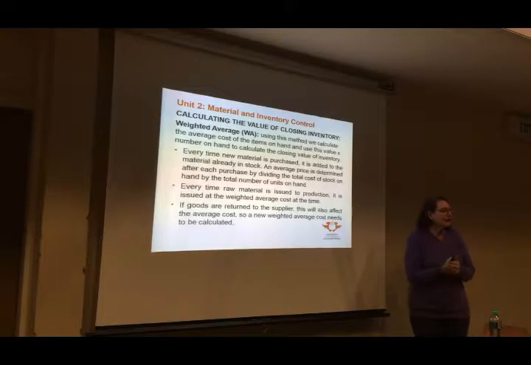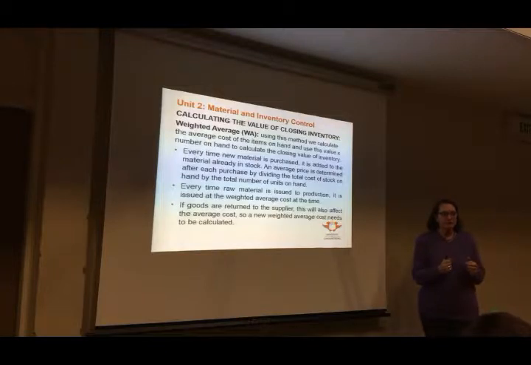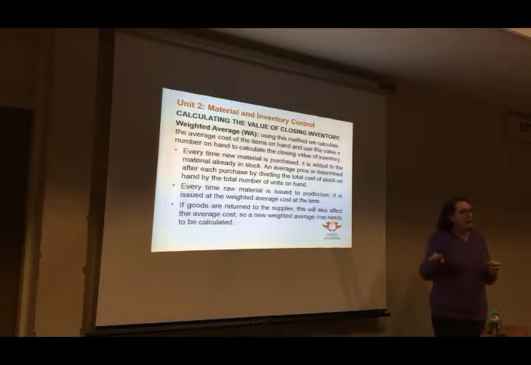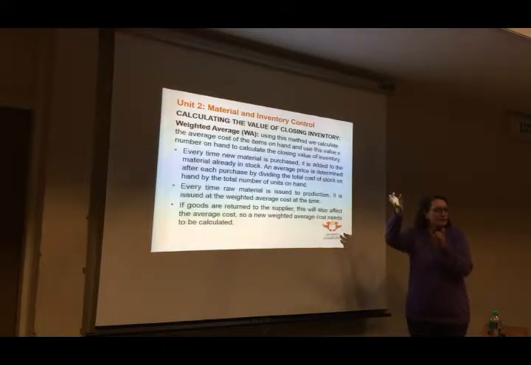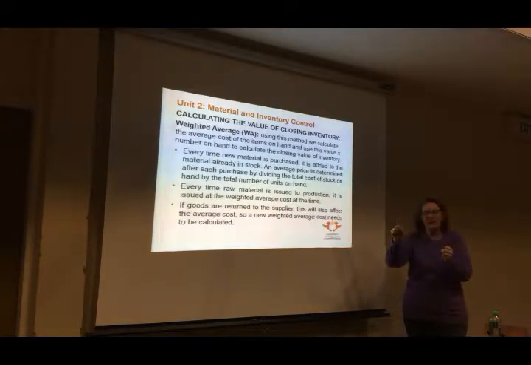Right. Now we're going to look at the weighted average and how to use the weighted average. With the weighted average, you are working with an average price. So at the beginning of every period, you've got an average price for your inventory on hand. So you won't have a situation where you've got 100 at 1 rand and 60 at 1 rand 10. They're all going to be 160 at 1 rand whatever. Okay? Because we've calculated the average price. And I'm going to show you how to calculate the average price.